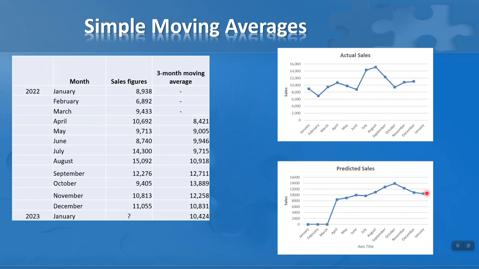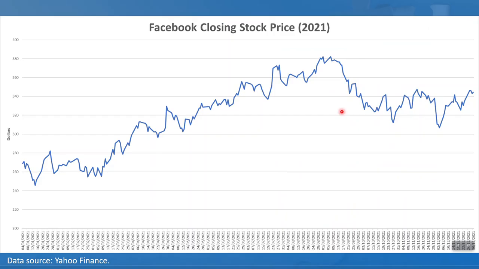So simple moving averages and time series analysis tools like this are often used to smoothen out the data. And that gives you a trend over time, avoiding sharp peaks and troughs that you see on the actual sales data at the top. So you can make a comparison there and look at these over a time period. But let's take a look at a more elaborate example.